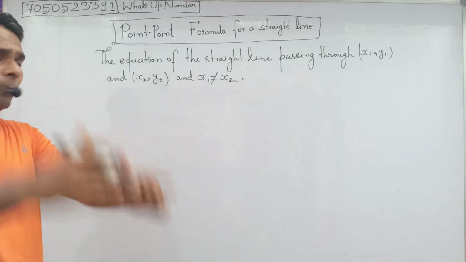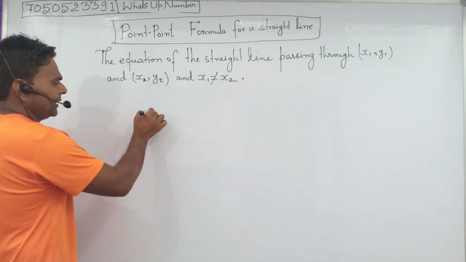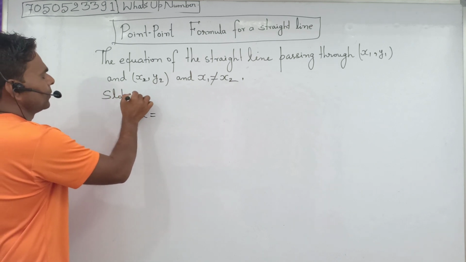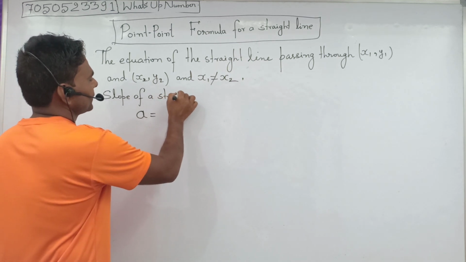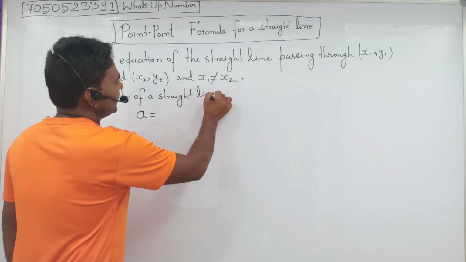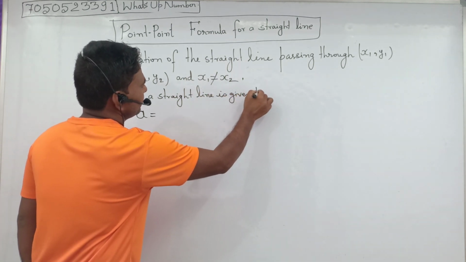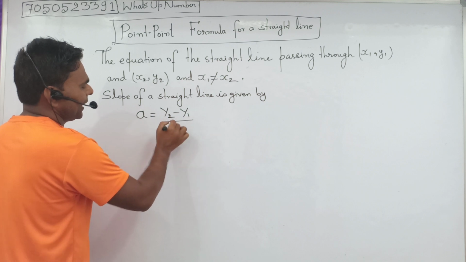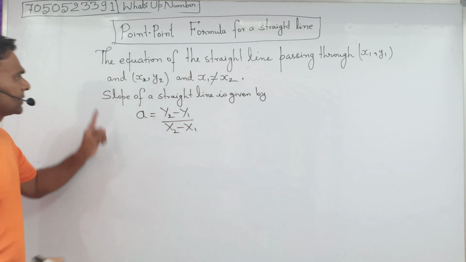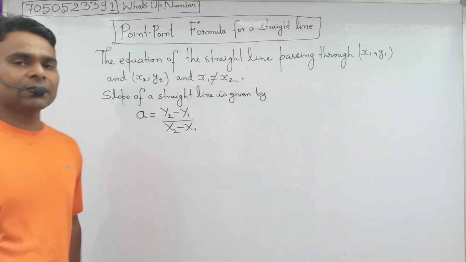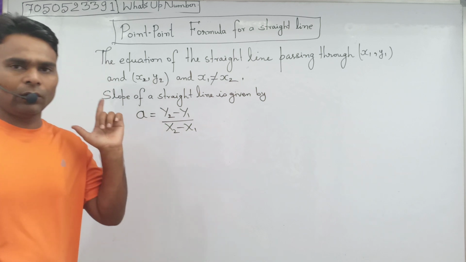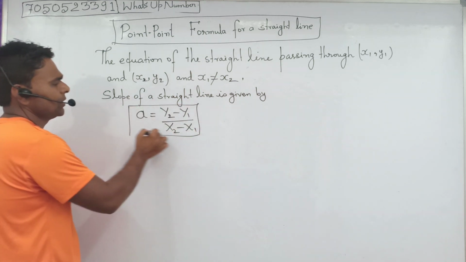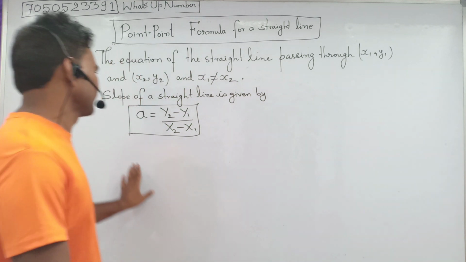Then the slope of a straight line, the slope is denoted by A. The slope of a straight line is given by A equal to (y2 minus y1) by (x2 minus x1). Once again, the equation of a straight line passing through two points (x1, y1) and (x2, y2), then the slope of the straight line is given by A equal to (y2 minus y1) by (x2 minus x1).